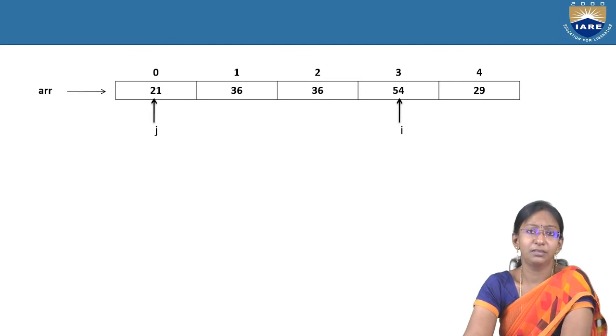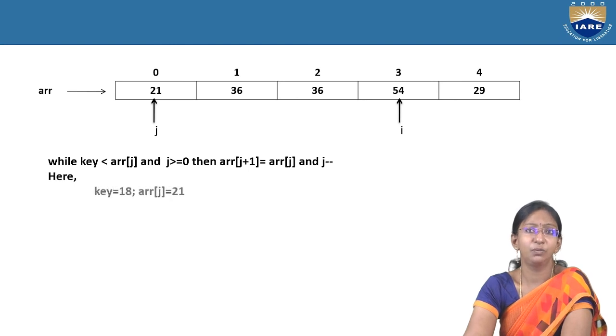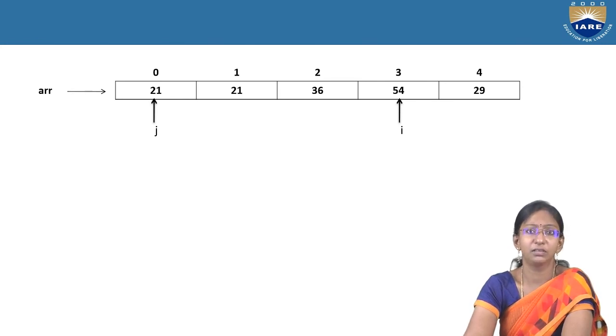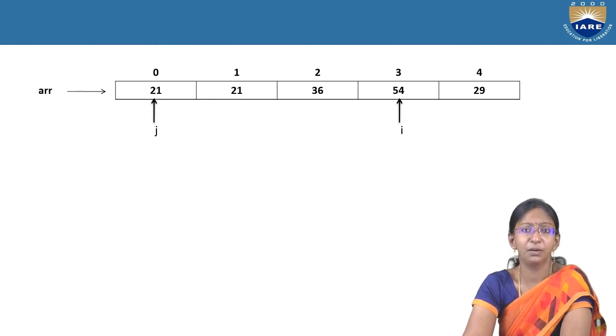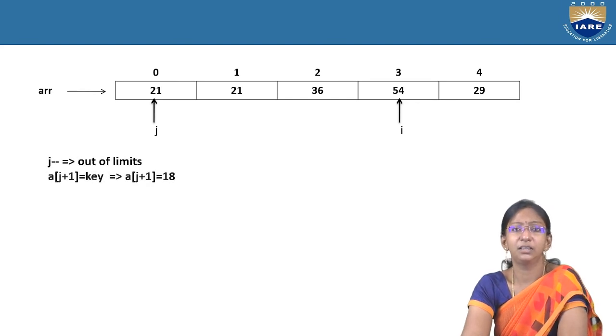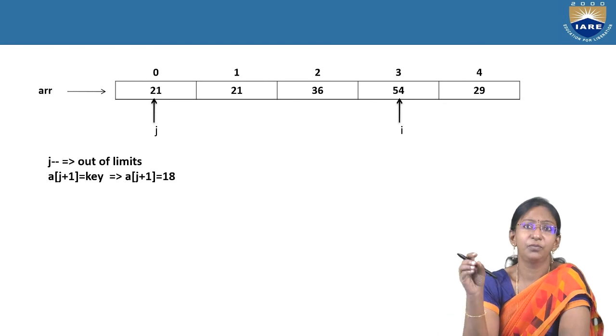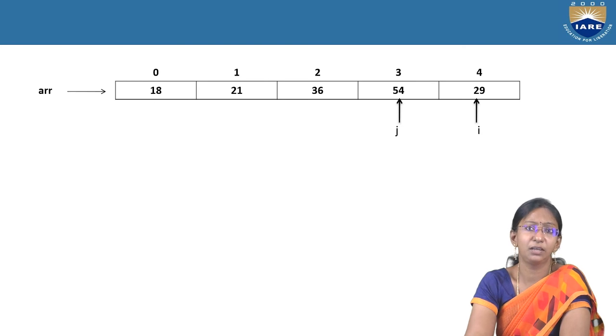So the list will be like this. Now j is pointing to 21. Is key 18 less than 21? Again the condition got satisfied. Overwrite 36 with 21, right? So this is the current scenario. If you further decrement j, it goes out of limits, which says that it is out of boundary. So overwrite the content in j plus 1, that is the 0th index, with 18. So the first element is in its right position, right? So now I is at 29, j is at 54.